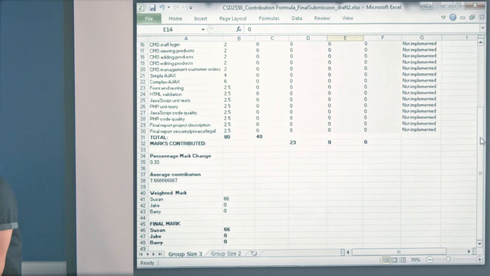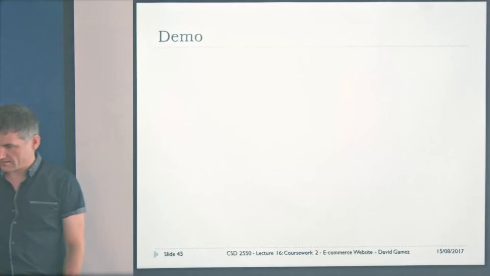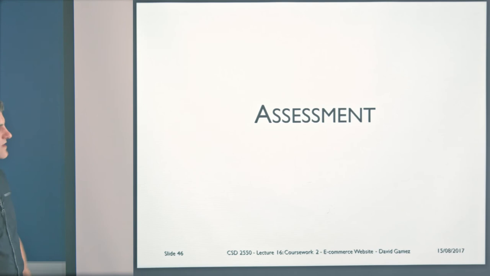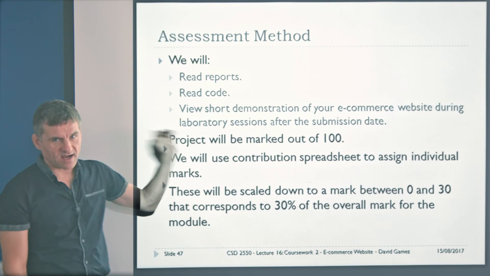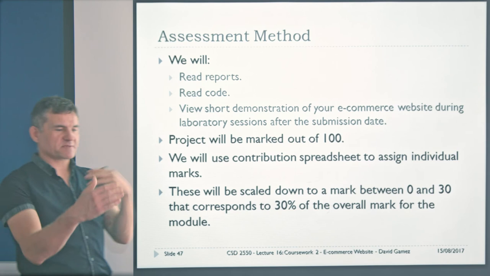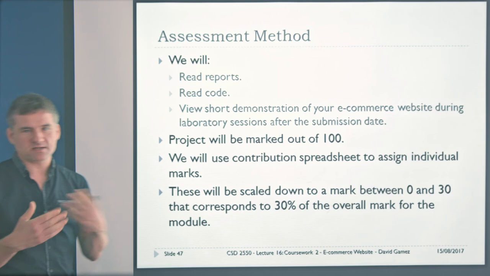So make your choices. Right, assessment. To assess your projects, we're going to read the reports, read the code, and view a short demonstration of your website during laboratory sessions after the submission date. We'll mark the project out of 100, and then, as I explained, we're going to use these contribution spreadsheets to scale the mark of the group members up or down, depending on whether they made above average or below average contributions to the project.